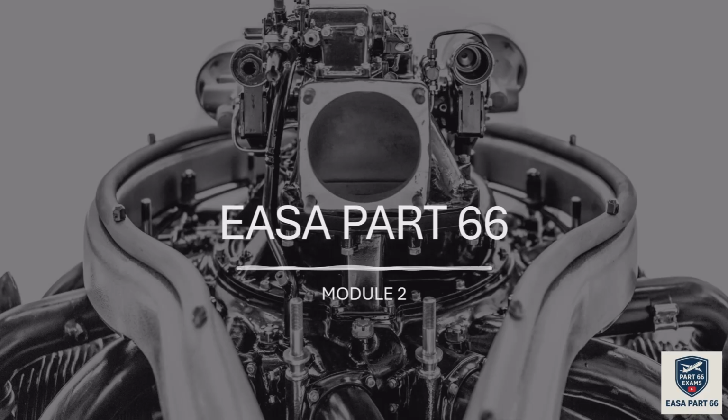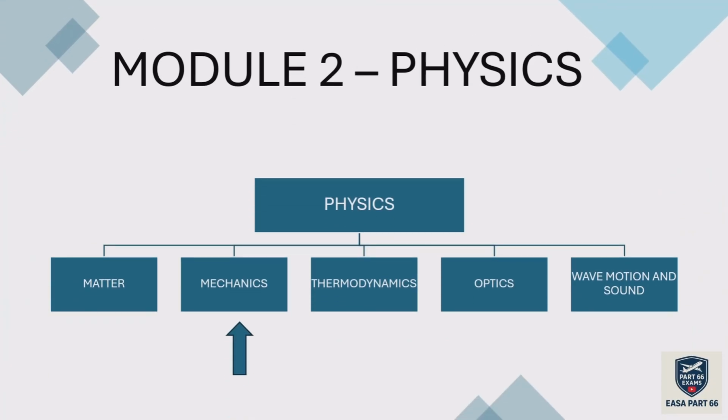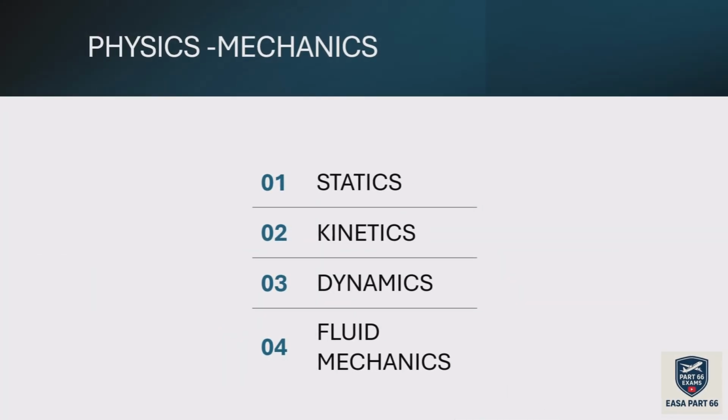Let's get started. So apparently the Part 66 Module 2 exam, which is physics, is broken down into 5 sub-modules. We have matter, mechanics, thermodynamics, optics, wave motion, and sound. But today we're going to solve the questions that fall under the category of mechanics. When you pick mechanics, we have 4 sub-modules: statics, kinetics, dynamics, and fluid mechanics.